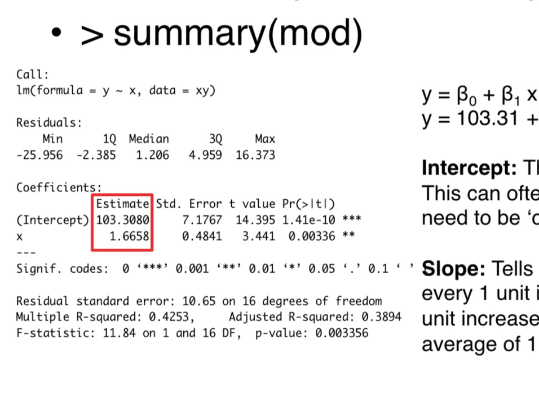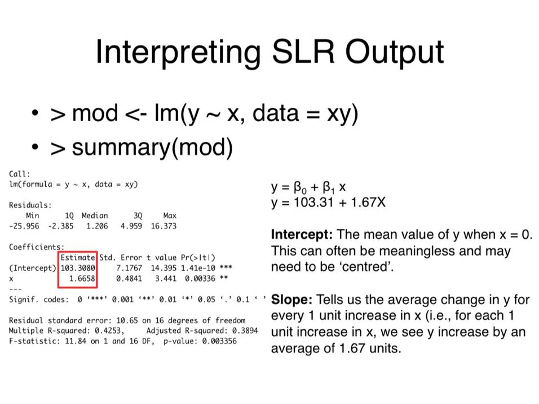In the red box, the intercept is shown to be 103.31. This tells us that the mean value of y is 103.3 when x equals 0. The intercept can often be a meaningless statistic on its own. For example, if we're looking at the relationship between age and life satisfaction, the intercept would tell us the mean life satisfaction score for those age 0, which probably wouldn't be all that meaningful.